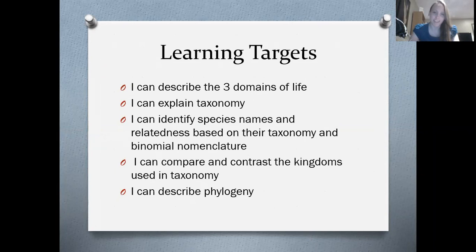So we're going to start by looking at the three different domains of life. We're going to talk about what taxonomy is and how we identify what the name of different species are. We're also going to talk about how we determine how related different species are just by looking at their binomial nomenclature. Then we're going to look at all of the different kingdoms, and you do need to know the different characteristics of each kingdom. And then lastly, we're going to describe what phylogeny is.